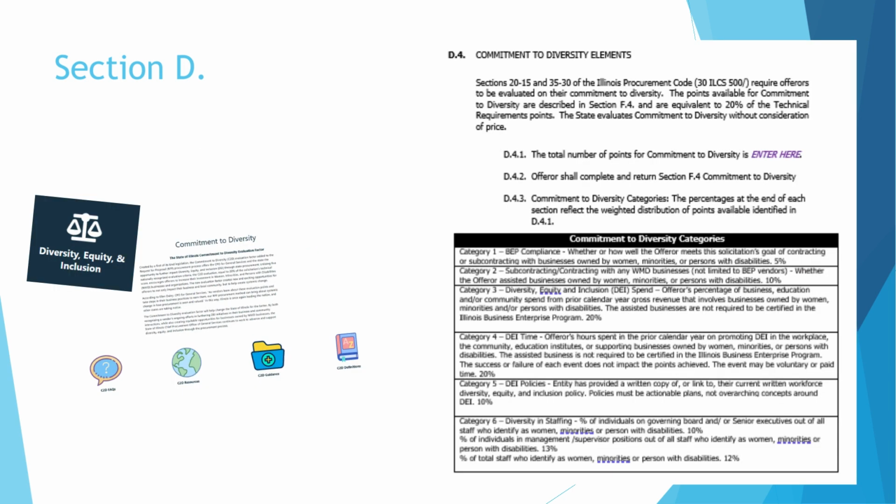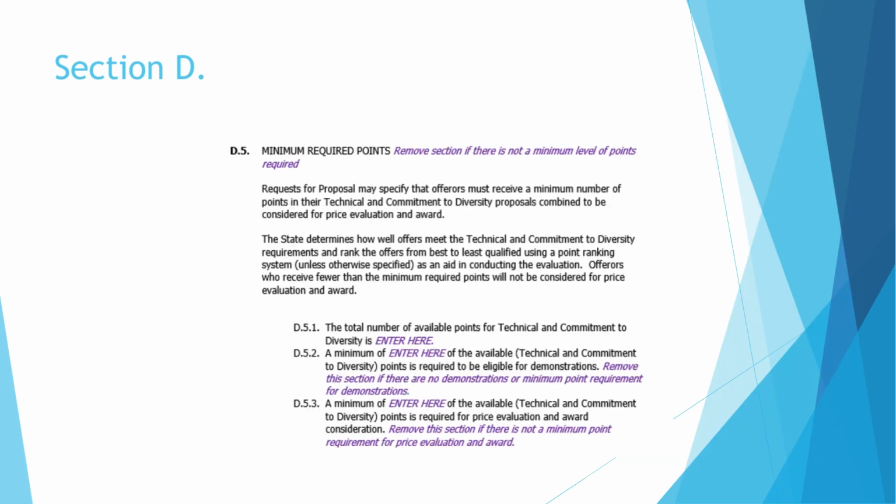D.4 explains the commitment to diversity elements. Agency and vendor forms instructions can be found on the CPOGS website. We will go into that in more detail in the second half of this training. Section D.5, Minimum Required Points. This is not a required section, but can be useful for some RFPs.